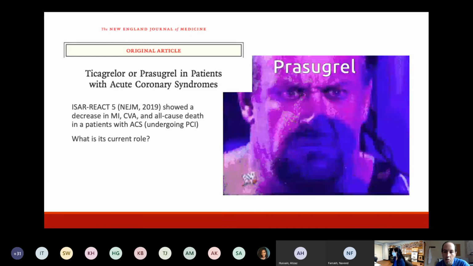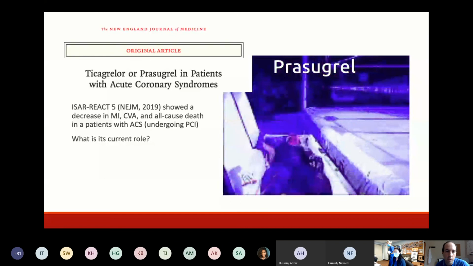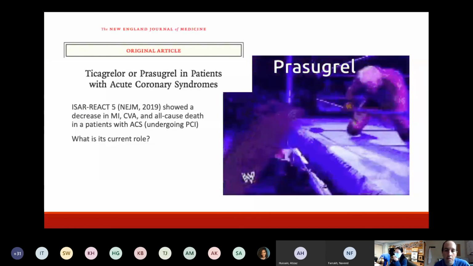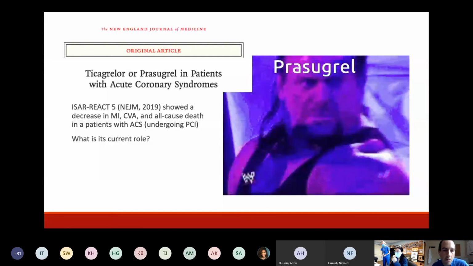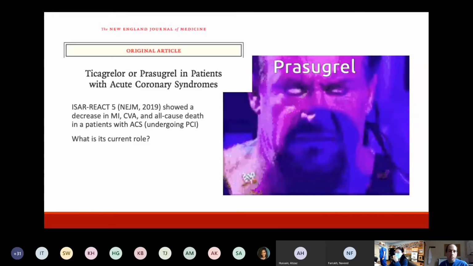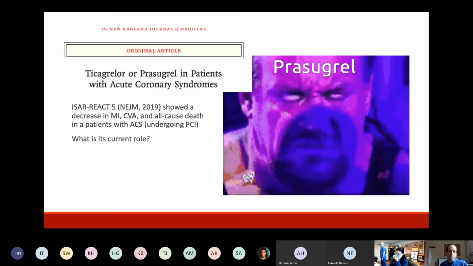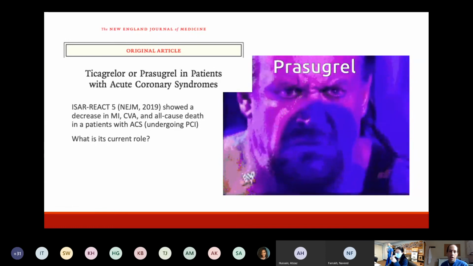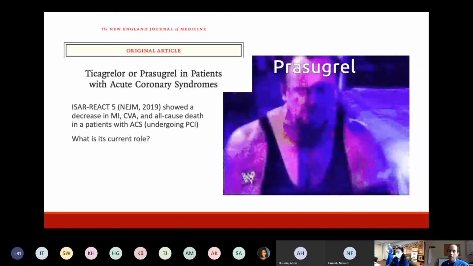About a year ago, prasugrel totally came back to life here. This study came out just a year or so ago in the New England Journal. It was called the ISAR-REACT 5 trial, and it surprised everybody because it compared ticagrelor to prasugrel. We sort of knew that prasugrel was probably a more effective drug, but the concern was always the increased bleeding risk. But this trial showed there was no increased bleeding risk, and it was significantly better than ticagrelor in terms of decreasing MI, decreasing stroke, and all-cause mortality.